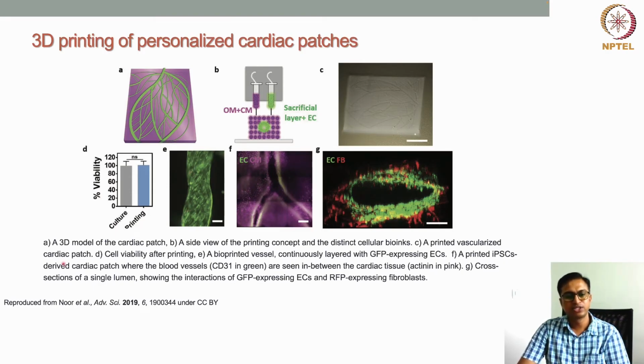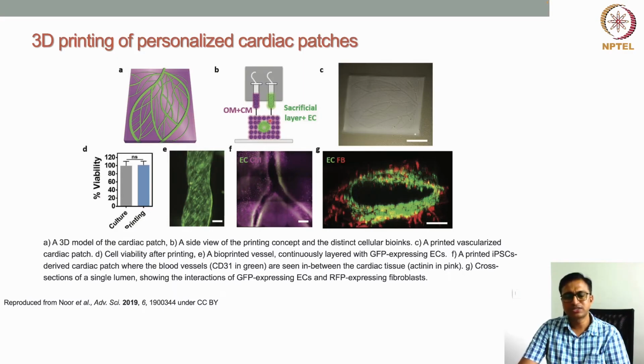Here A shows the 3D model of the cardiac patch, and B shows the side view of the printing concept and distinct cellular bioinks. Two different bioinks are used, and you can see the printed vascular cardiac patch, where the vascular channels can be clearly seen. Those are where the sacrificial material was taken out. The cell viability is very good after printing.